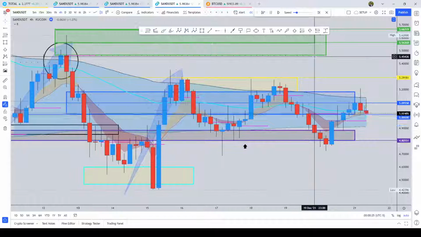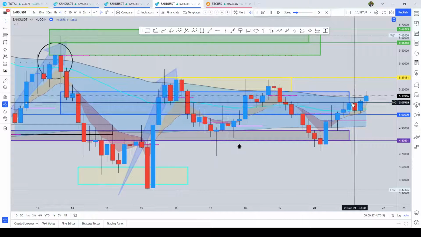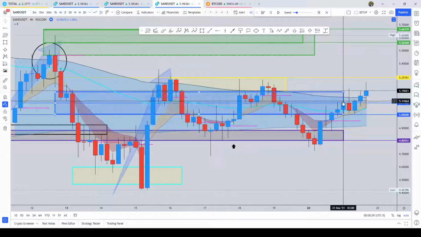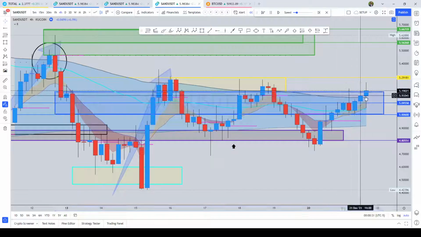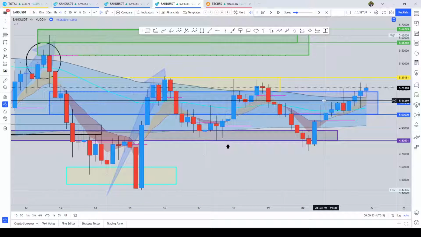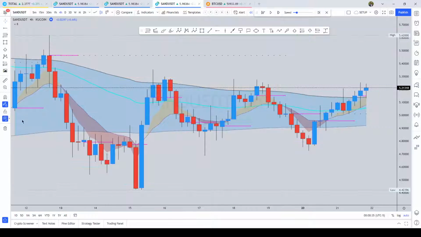What did it do though? Came right back into that purple zone, came right back and accumulated right over our 50 EMA. Okay, as price is closing above our 200 EMA now, look at what price is doing. We're getting, for the first time, 1, 2, 3 candle closures over our 200 EMA.